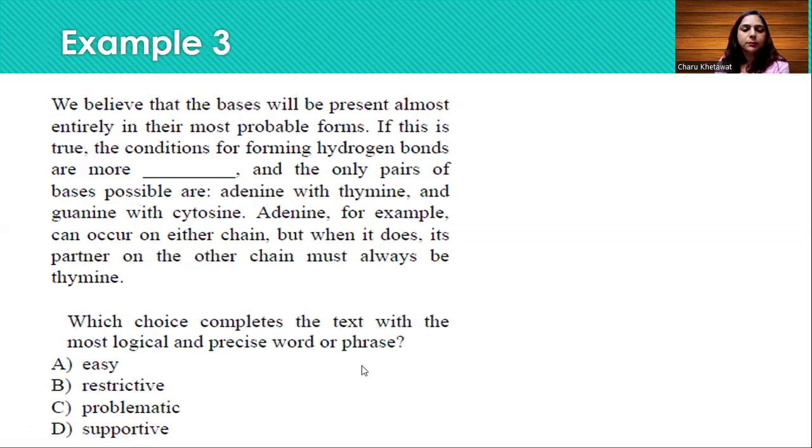Let's look at another example. Again, the keyword is going to help you. Which choice completes the text with the most logical and precise word or phrase? We believe that the bases will be present almost entirely in their most probable forms. If this is true, the conditions for forming hydrogen bonds are more dash. So what is the blank talking about? The conditions, that's my subject. And what information is given about the condition? The only pairs of the bases possible are adenine with thymine and guanine with cytosine.